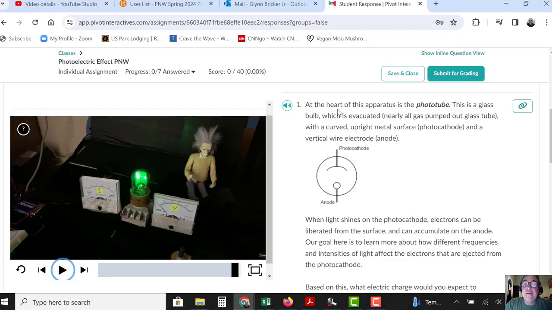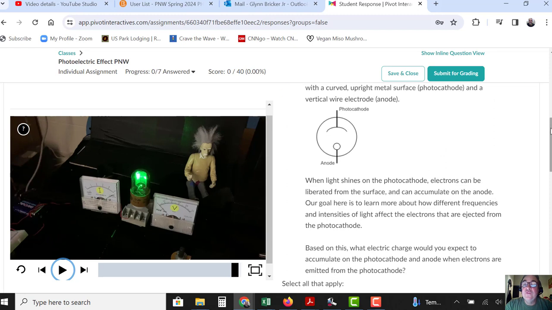So at the heart of this apparatus is the phototube, a glass bulb, which is evacuated, nearly all the gas is pumped out, with a curved upright metal surface, that's the photocathode, and a vertical wire electrode, that's the anode. So here's a nice picture of it. Okay, so light's going to be shining on the photocathode. If the frequency is high enough, you'll get some electrons that are liberated and they drift across, and a small potential is set up to have that happen. Now if we want it to completely stop working, we stop drifting across, that's where we set up the stopping potential, as you saw in the video.